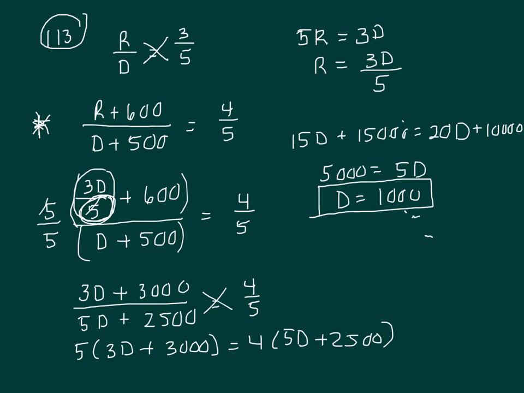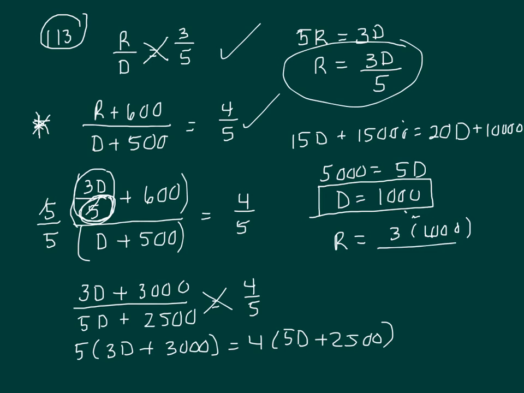So let's go back to this equation. That's pretty easy. You could plug it in anywhere, either here or here, but that's already solved for R. Let's plug in 1,000 for Democrats. So R equals 3 times 1,000 over 5. And of course 5 will go into 1,000 200 times. So 3 times 200, that's 600.